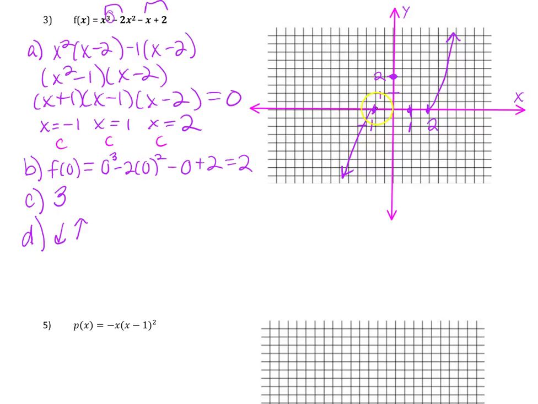I know I have to cross at -1 because there's a multiplicity of 1. It's odd. Hit the y-axis at 2. Come back down, cross the x-axis at 1. Come back up and cross the x-axis at 2.